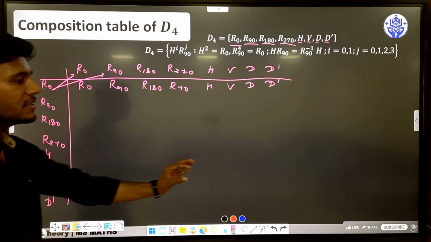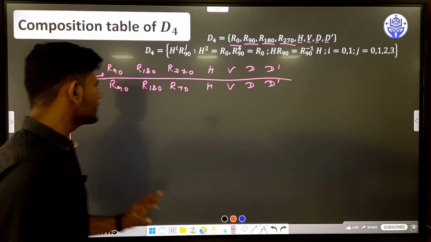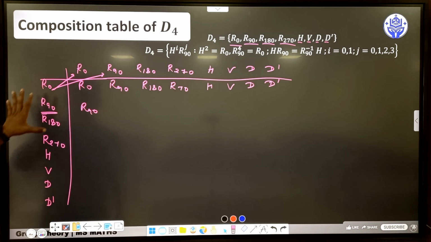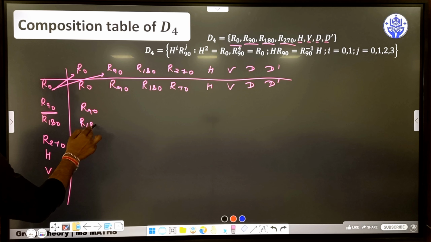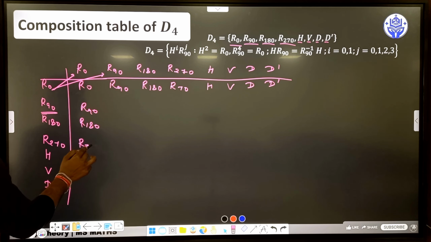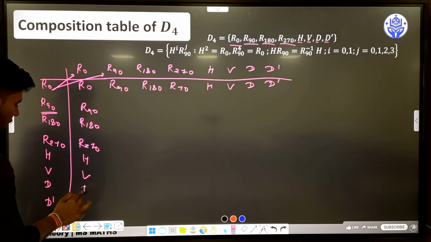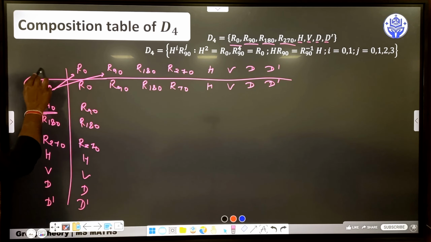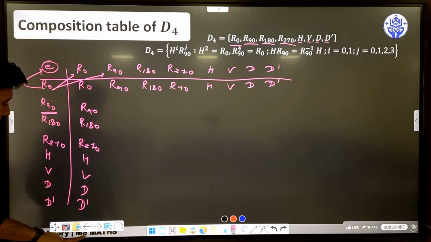I am not going to complete this. This is for you. You can easily just multiply. Your R90 with this will be R90 only. This will be R180 only. This will be R270 only. This will be H, V, D and D dash. The rest you can find. And this one is the identity here.